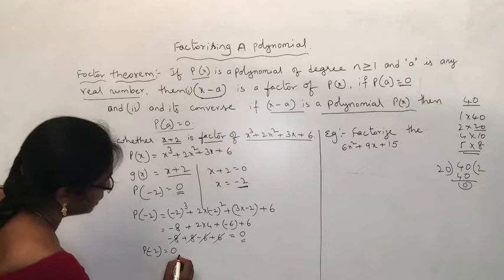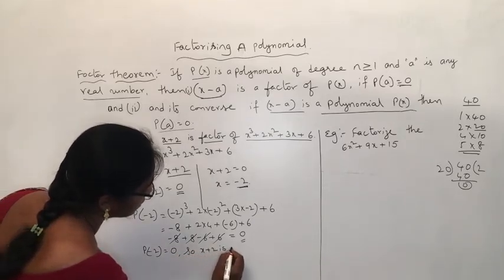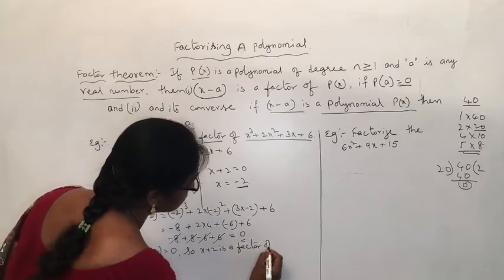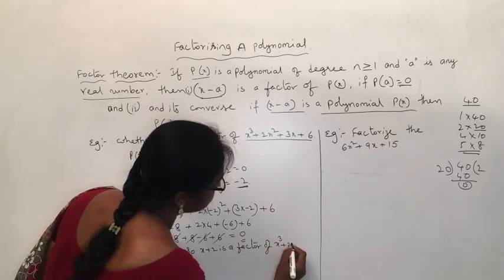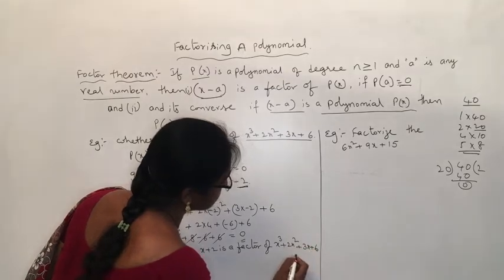So, x plus 2 is a factor of x cube plus 2x square plus 3x plus 6.